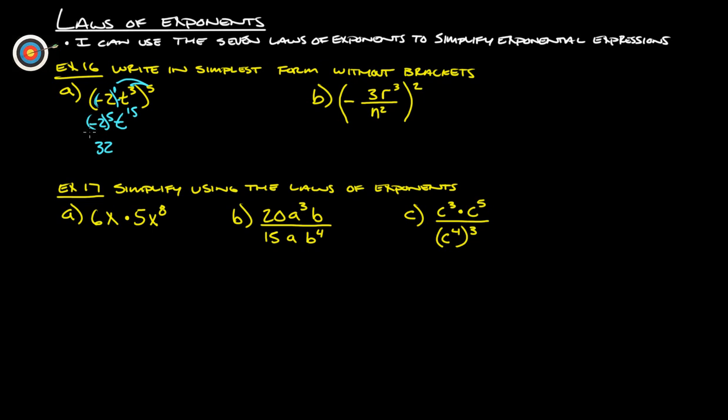So the first 2 cancel out. The next 2 cancel out. And we're still left with 1. So that's going to be negative 32 t to the 15th.